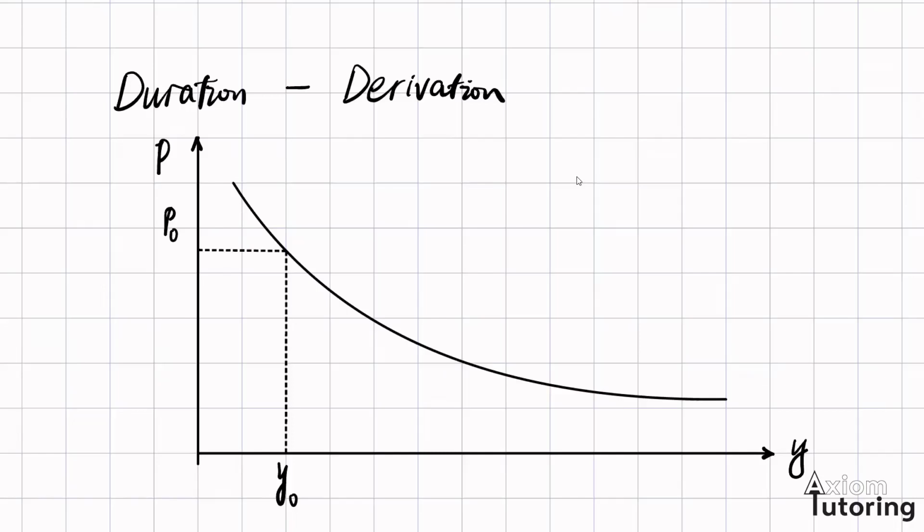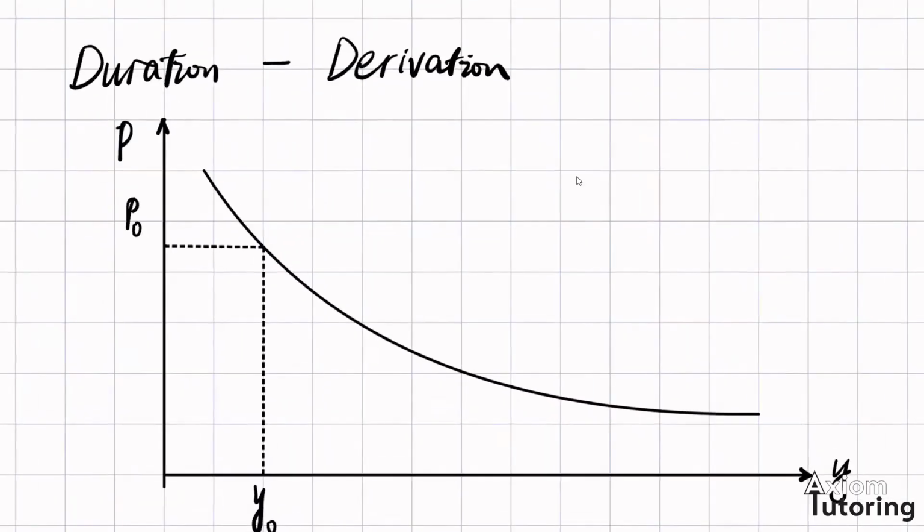Hi, in this video, we're going to go through a step-by-step derivation of the duration and modified duration and see how the modified duration works in the process of approximating the price change according to the change in the yield to maturity. Okay, so we'll first represent this on a graph.